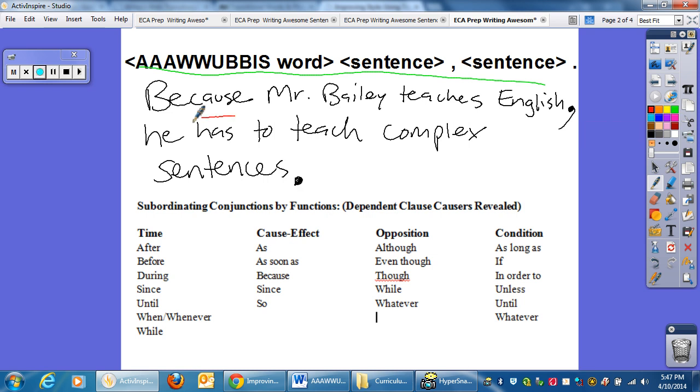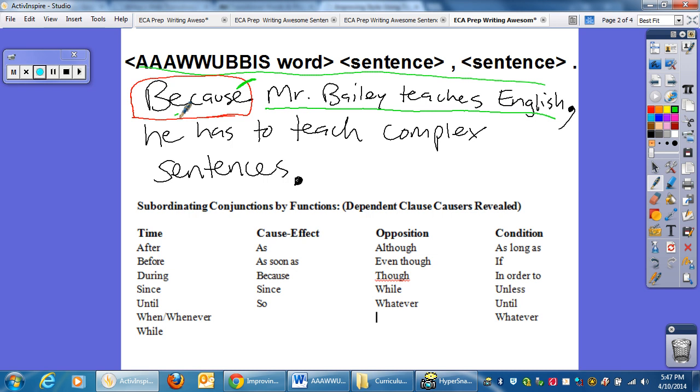Now, if we look at the formula, I'll do it in blood red here. I put my AAAWWUBBIS word and I started the sentence with because, and then I followed it up with what is essentially a complete sentence if we were to get rid of the word because. So here would be a complete sentence. Mr. Bailey teaches English, period, would actually work by itself. So this is a complete sentence, but as soon as we've added the word because, it no longer can stand on its own. But that's a different discussion.